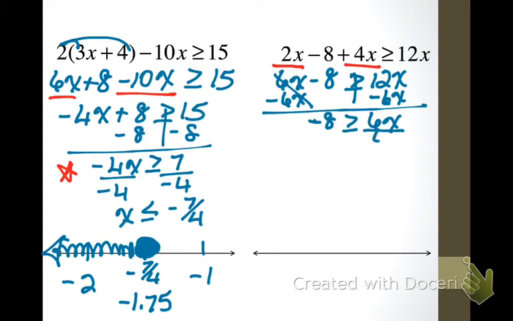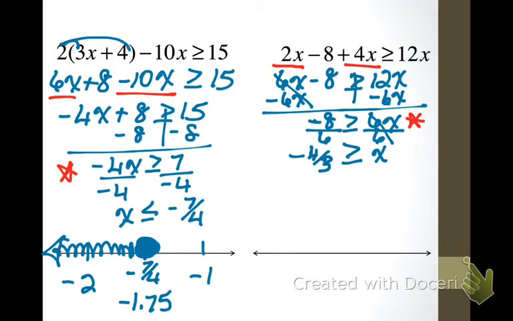Now I'm going to divide both sides by 6, but I have to ask my question, am I dividing by a negative? No, I am not. I'm dividing by a positive 6, so I do not have to flip my inequality symbol, but I do have to reduce this fraction. Instead of 8/6, I'm going to say negative 4/3.